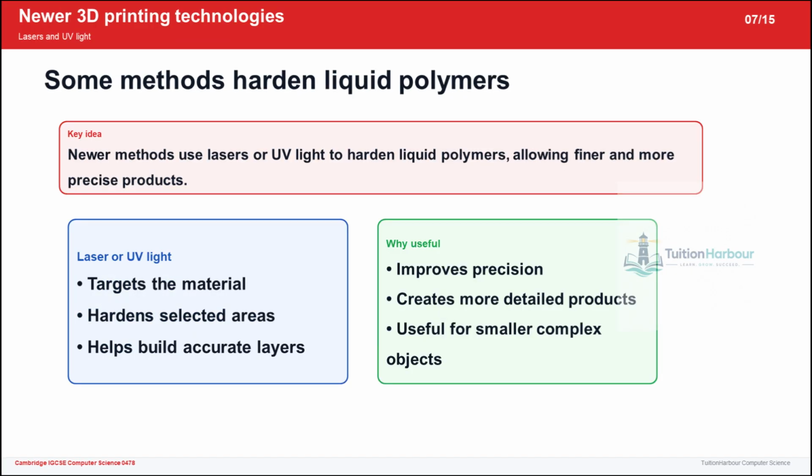Newer printing technologies. Some newer printers use lasers or ultraviolet light to harden liquid polymers. Only the required areas are hardened. This method can create detailed, accurate, and complex objects.